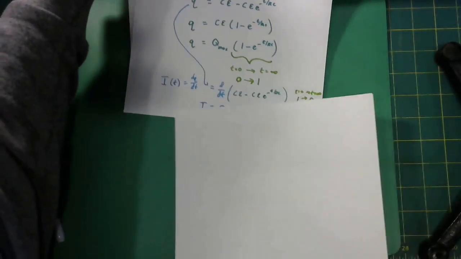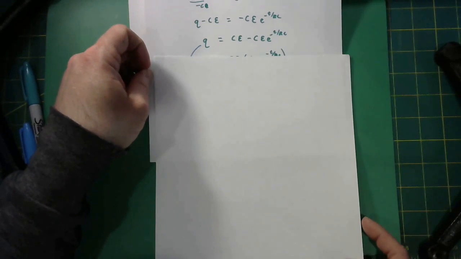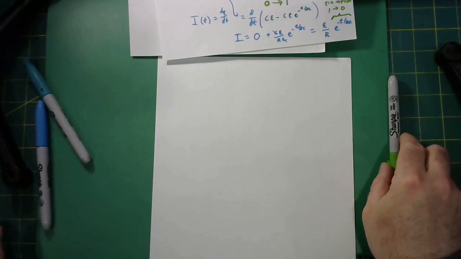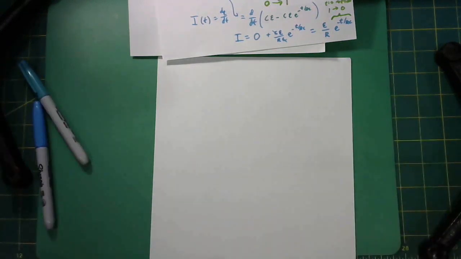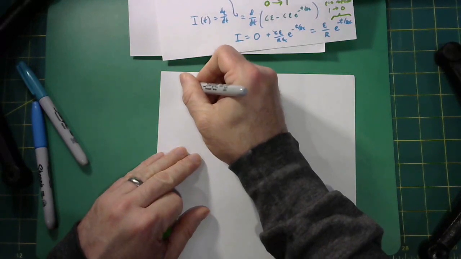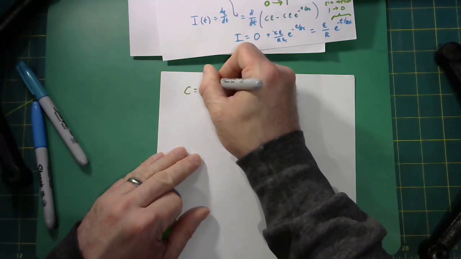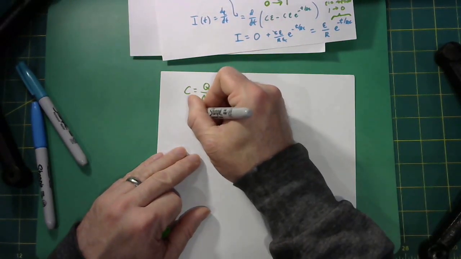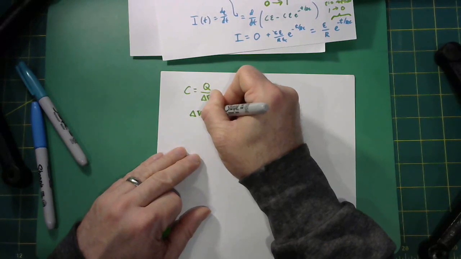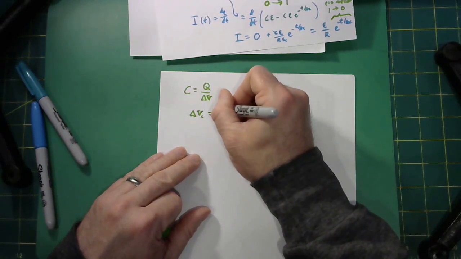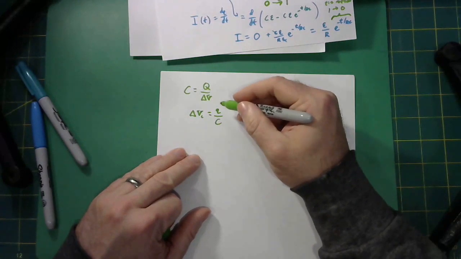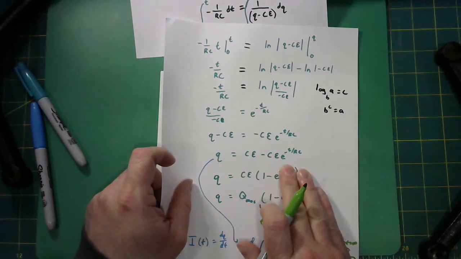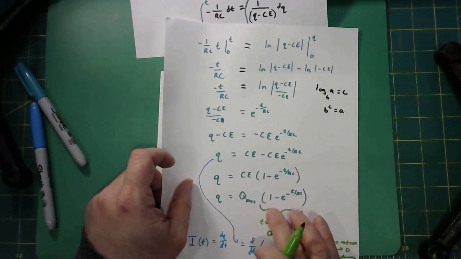You say delta V for the capacitor as a function of time. Well, the equation we're going to use for that is capacitance is Q per delta V, right? That's my formula. I'm going to rearrange this, and I'll say that delta V for the capacitor is equal to Q over C. Rearranged, we now have an equation for Q, don't we? I'm going to use this one again, before I rearranged and made it pretty.